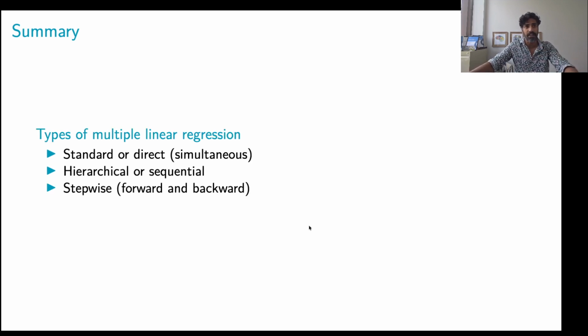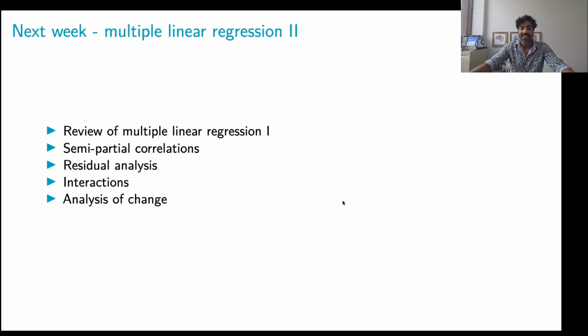So the types of multiple linear regression we talked about are standard or direct, which is simultaneous, hierarchical or sequential, and stepwise, which includes forward and backward. And that's it for today.